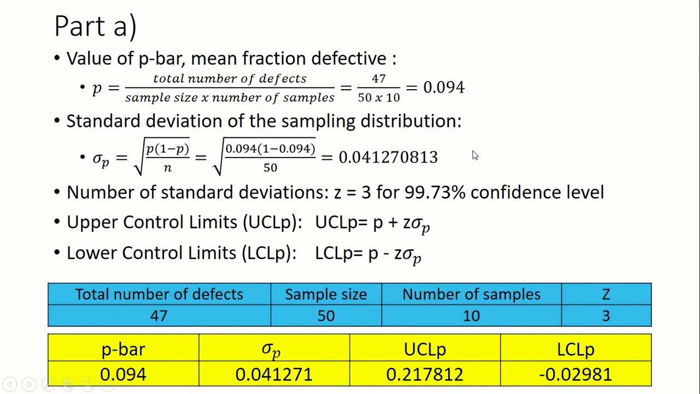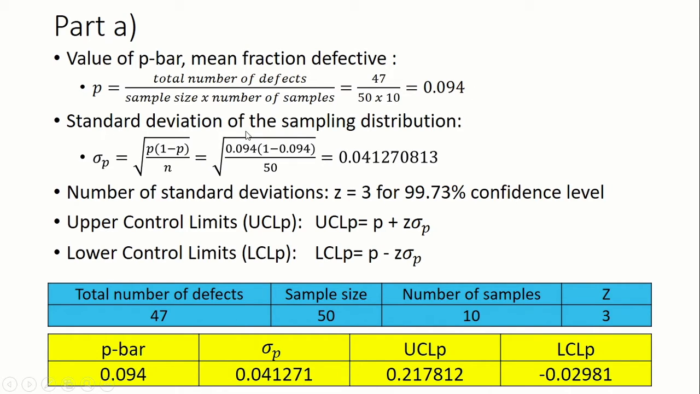Okay. For Part A, value of P bar, mean fraction defective: P bar equals the total number of defects divided by sample size times number of samples. It is already mentioned that the sample size is 50, the number of samples is 10, and the total number of defects we can count from the previous table. The total is 47. So 47 divided by 50 times 10 equals 0.094.